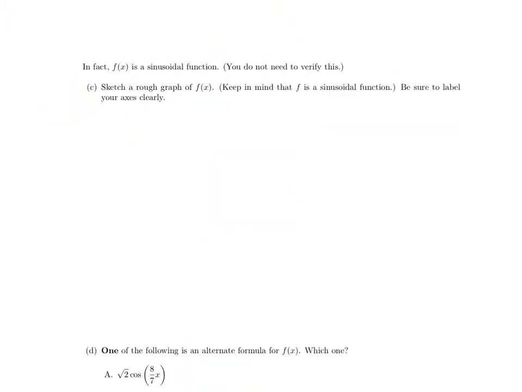We're being asked to sketch a rough graph of f. We're told that we don't need to verify that it's sinusoidal. We're told that, but it was a good hunch, right? We want to keep in mind that it's a sinusoidal function, and it says be sure to label your axes clearly. So it's pretty clear to us that we want to make sure that our particular important points are there, 3 pi over 4 and all of its multiples, and 7 pi over 4 and all of its multiples. So let's label the axes first.